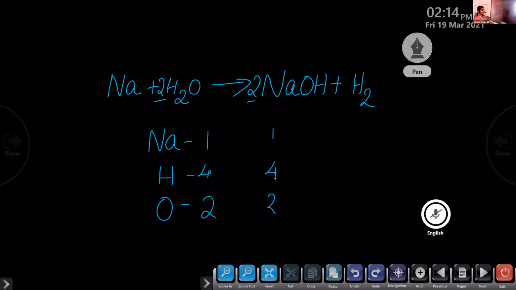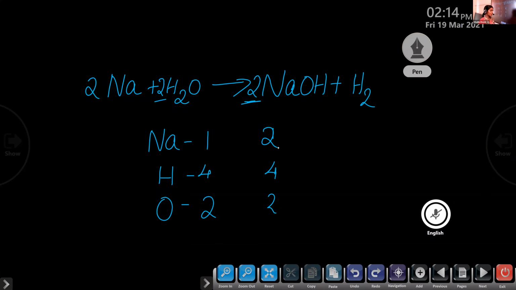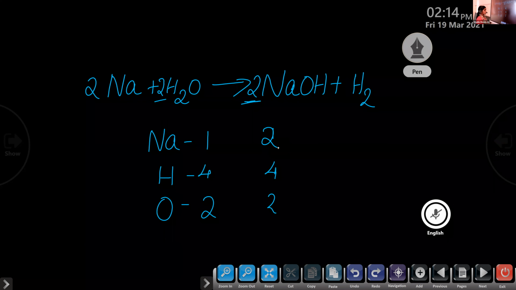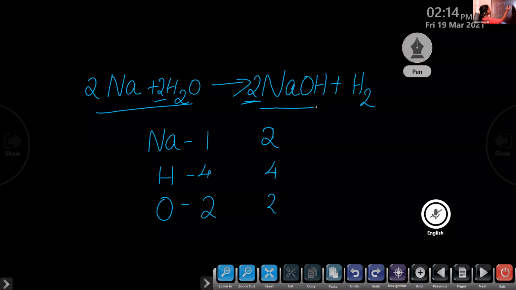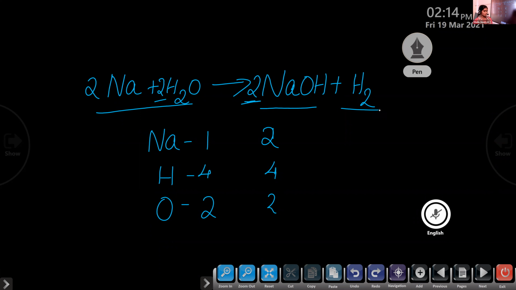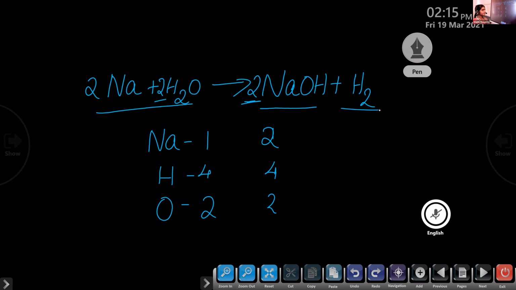Then you have to balance sodium atoms. On the right hand side it is 2, right? So we have to add 2 here. In this way we can balance the equation. So the balanced equation of this particular reaction is 2Na plus 2H2O gives 2NaOH plus H2. Is this clear for you?